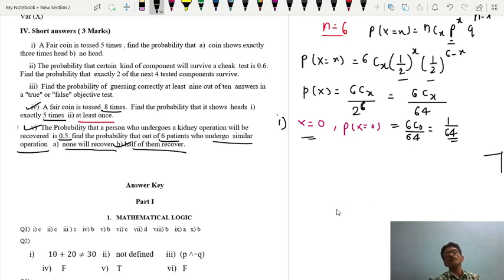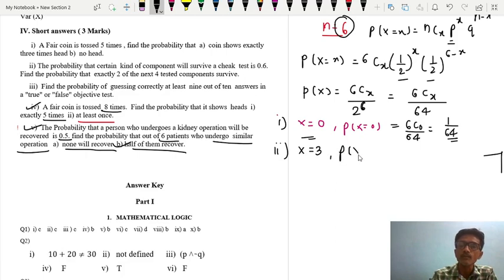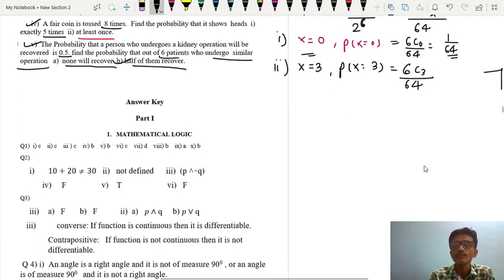And second, half of them will recover. Here there are 6 persons, so half of them means 3. Half of them will recover means x is equal to 3. So probability P of x is equal to 3 is equal to, you have to substitute here, 6C3 divided by 64.